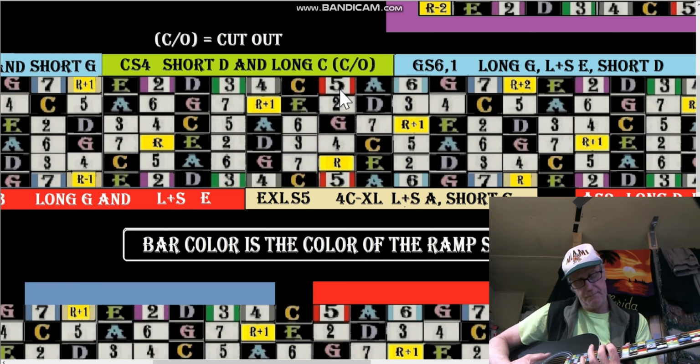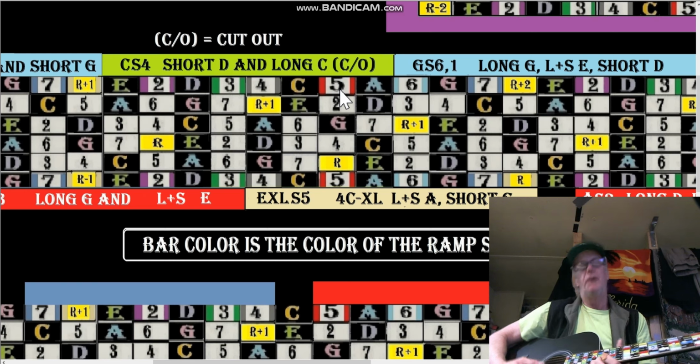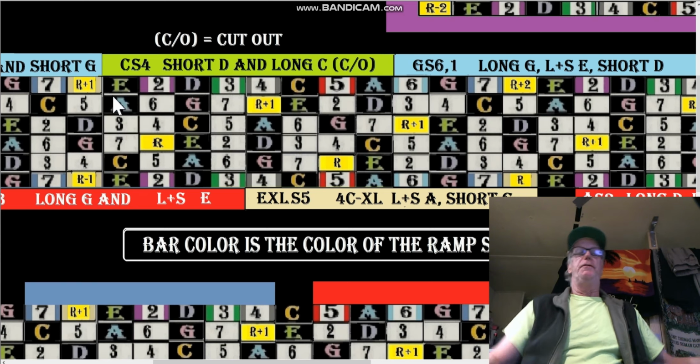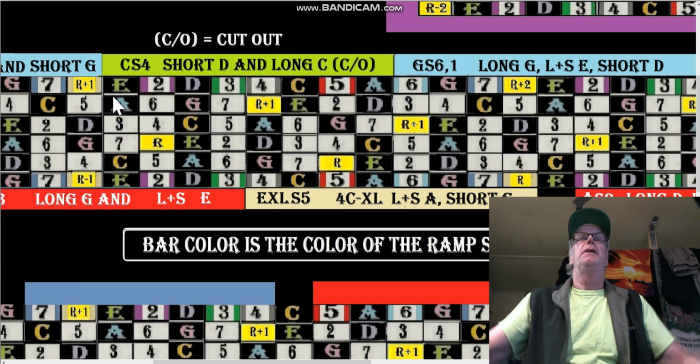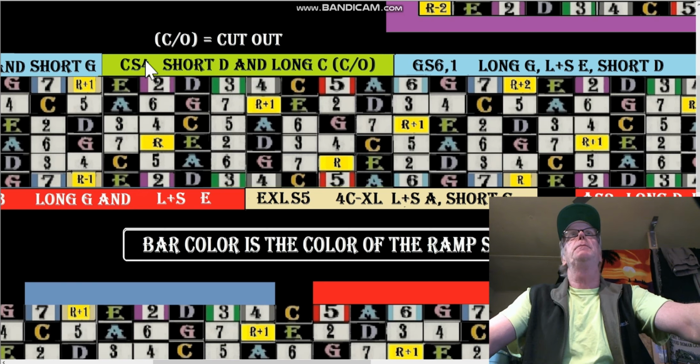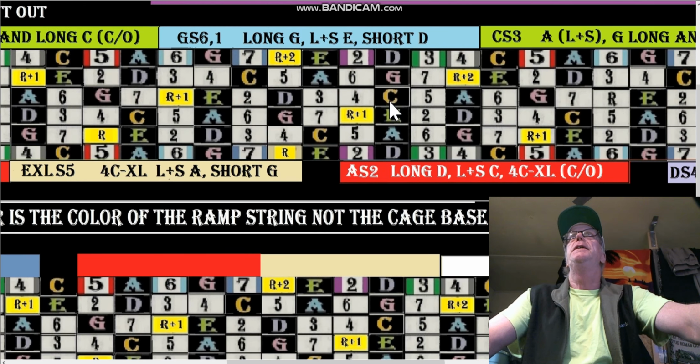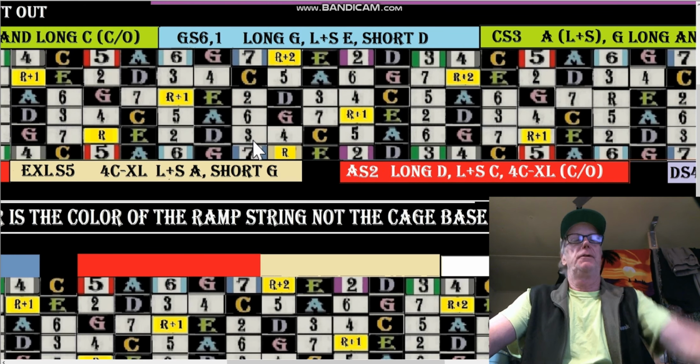Try it again. Okay, so that's the way that's defined. So we've implemented the cutout, this time not to get an open string, but to stay in a cage. So that's interesting. We just want to define a cage and see what we can get from this, so that's the cutout. And we have the other definitions for the other cages.